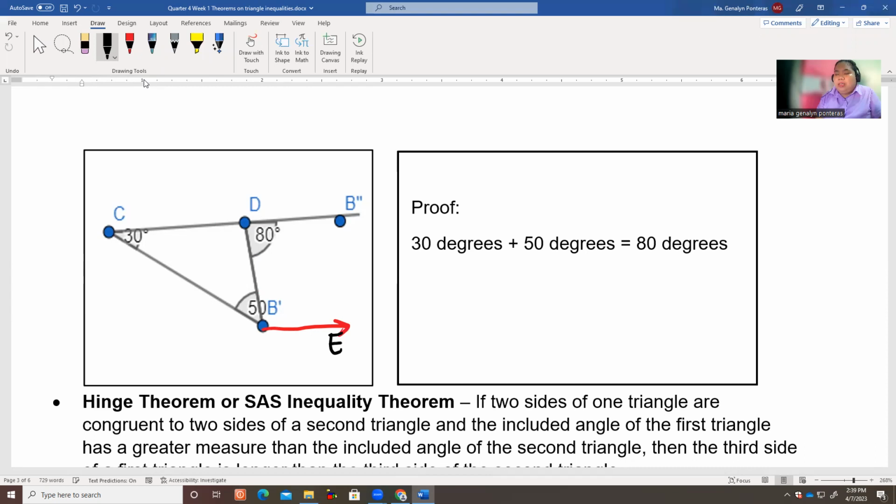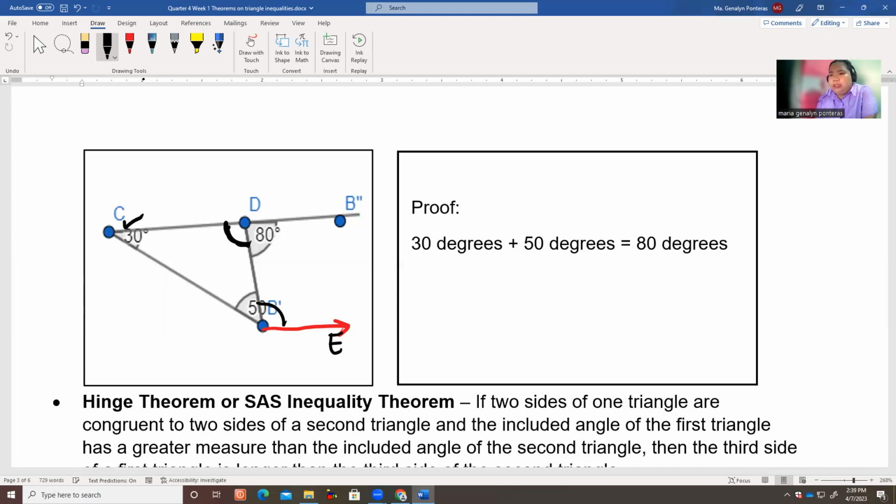According to the definition, an exterior angle is the sum of two remote interior angles. If this is the exterior angle, the two interior angles remote from it are angle CDB prime and angle C. But we don't have the measure of angle CDB. So what are we going to do?